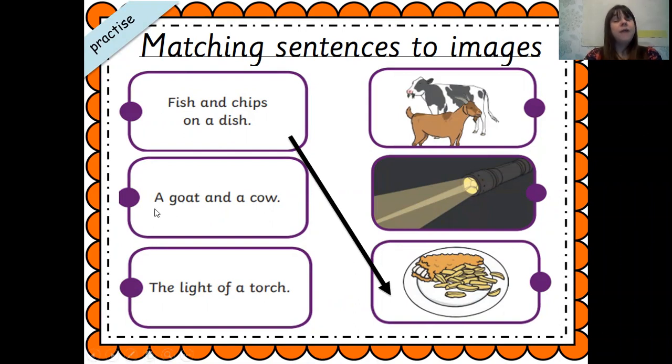Our start of our sentence has a capital A. A. So what's the next word? A. Goat. A goat. Oh, I can spot a goat actually already. A goat and, I know it's and because I've read and here, so I don't have to keep sounding out and. A goat and a cow. Cow. A goat and a cow.